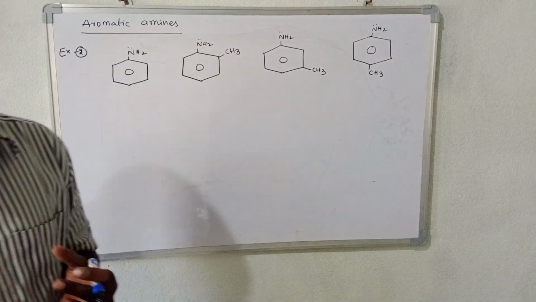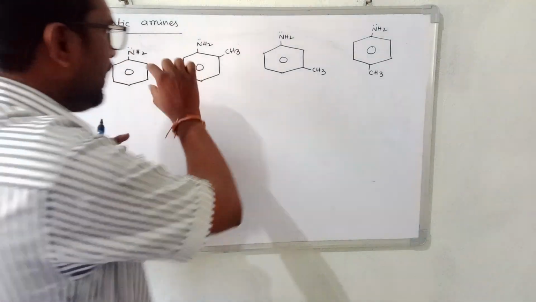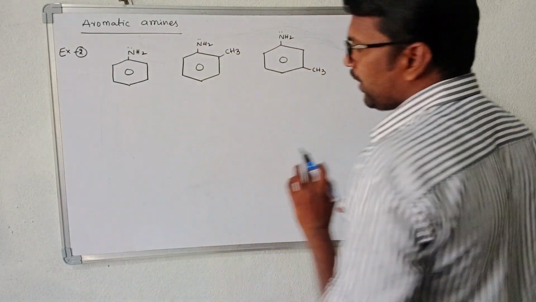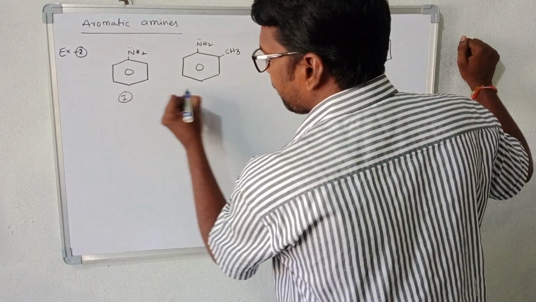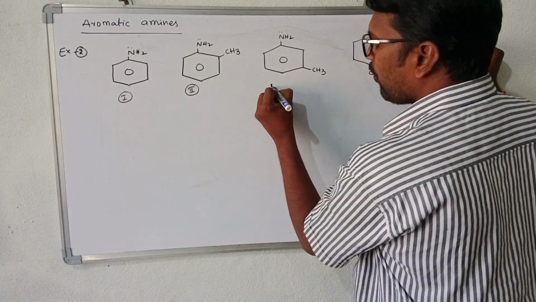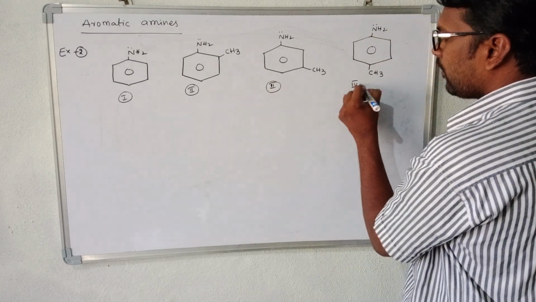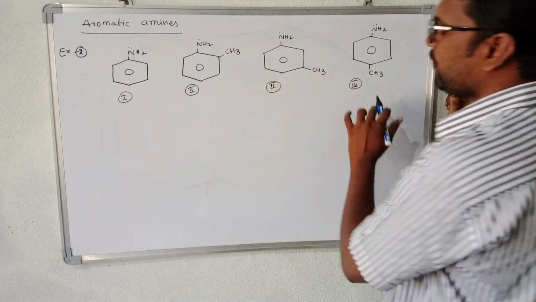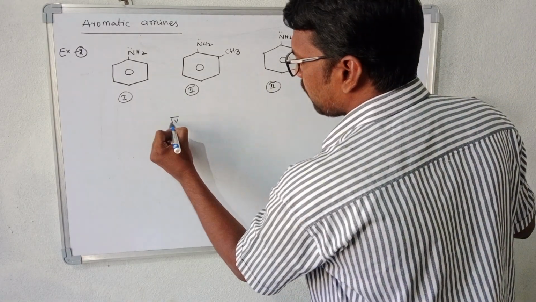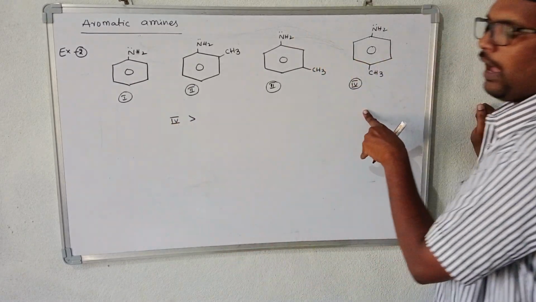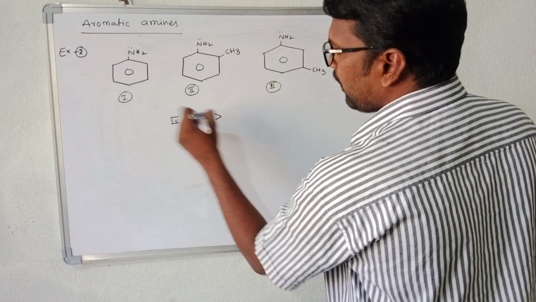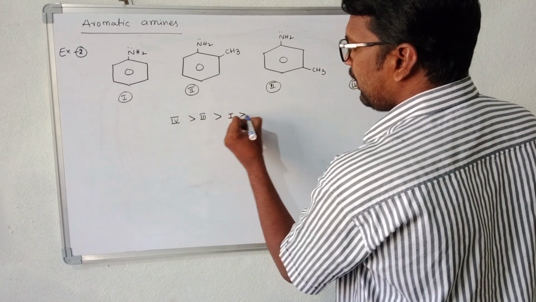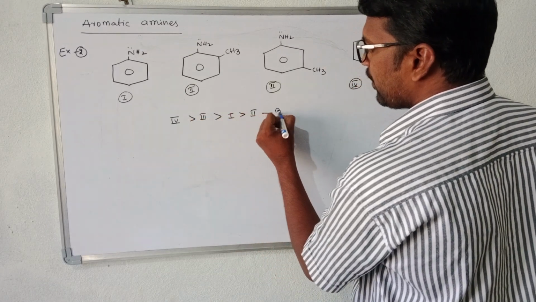So a plus IE group can increase the basicity. That's why when you compare these, basicity can increase. But remember, when you write the basicity order for these four groups, the highest basicity is for para, the fourth one. The next is meta, the third one, and after this aniline, and the least one is ortho. Okay, it is the basicity order.